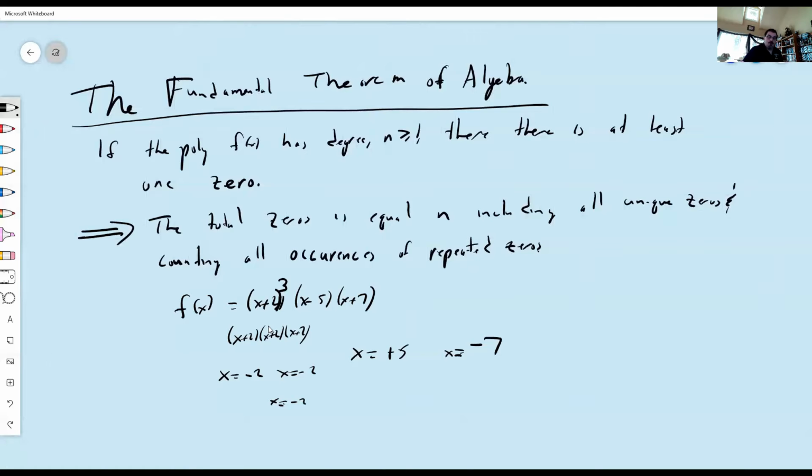Now, you might ask yourself, what's the degree of this? Well, just like we did when we found end behavior, the first term, x plus 2 cubed, gives me x cubed. X minus 5 gives you an x. This gives you x. So this is a 5th degree polynomial. Do I have 5 zeros? 1, 2, 3, 4, 5.